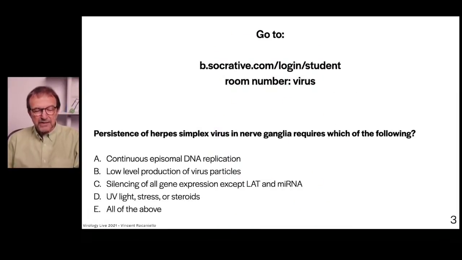I just love it. Okay, persistence of herpes simplex virus in nerve ganglia requires which of the following? A, continuous episomal DNA replication. B, low-level production of virus particles. C, silencing of all gene expression except LAT and microRNA. D, UV light stress or steroids, or all of the above. And while you're chewing on that, let's go to the next question.